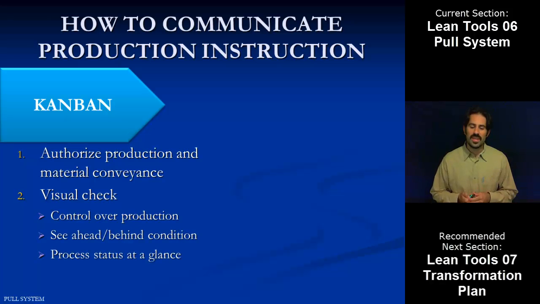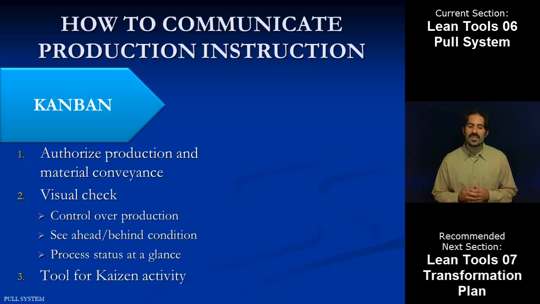It's also a visual check, so we can use it for management, and we can control overproduction with it. If there are only so many Kanban cards out there that say 3 each, and we end up with 500 parts, we know that something went wrong. By the same token, we can see a behind condition. If we know we should have this many parts here, and there aren't that many, we know we're behind somewhere. We can immediately start working on fixing that before we shut the line down. Same thing for process status at a glance: ahead or behind, what's our status, how are we doing?